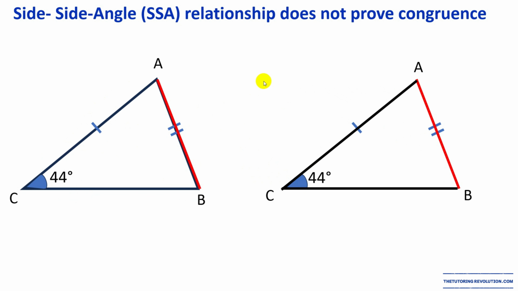And here's how we can show that. So you see, basically, I move this side here all the way here. It's the same side. However, you can tell that these two triangles, this big triangle here, ABC, and this smaller triangle, are not congruent. However, they have the same side, angle, side, and angle in common. So the side-side-angle relationship does not necessarily prove congruency.